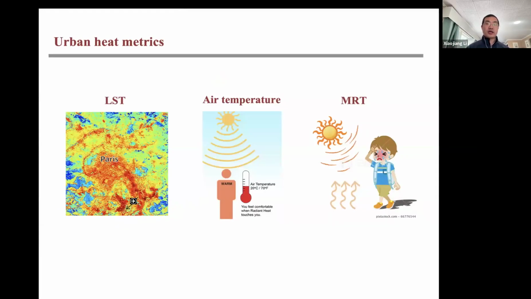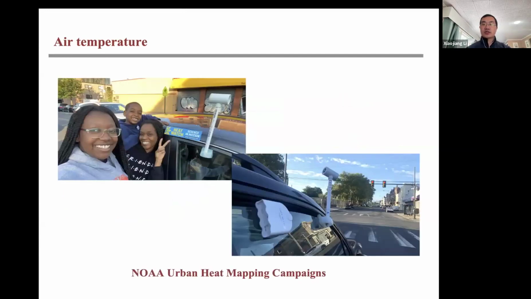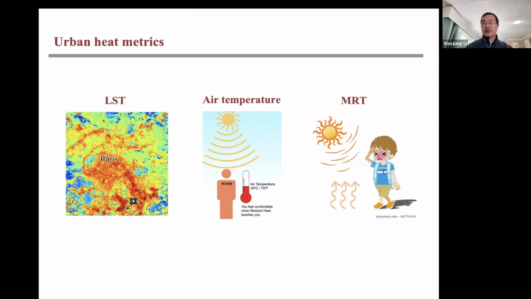So I did a little more literature review about different heat metrics. Other than land surface temperature, there are other heat metrics like air temperature or mean radiant temperature. The mean radiant temperature is a metric that not just considers air temperature, but also considers the radiation that a person may be exposed to. For example, if you stand in the shade or not in the shade, the air temperature may be very similar, but you may feel very different. If you are exposed to the sunlight, you may feel much, much hotter. But this feeling cannot be indicated by the air temperature itself.